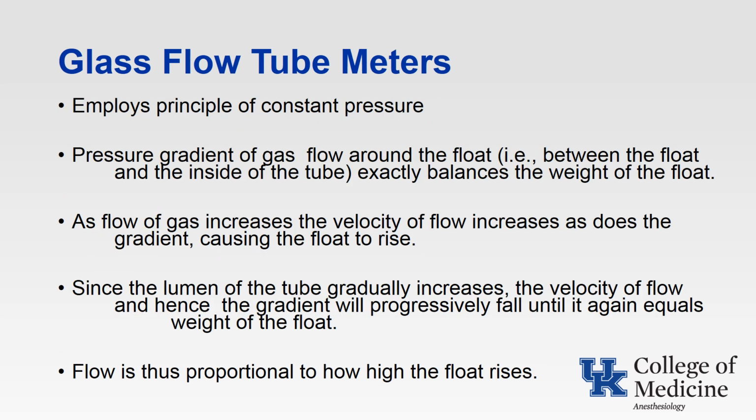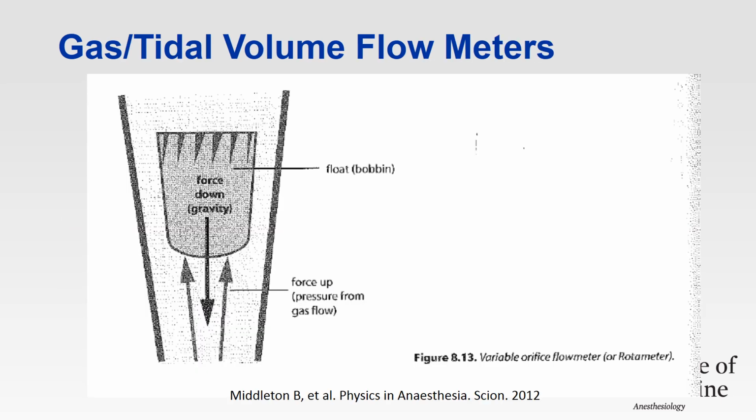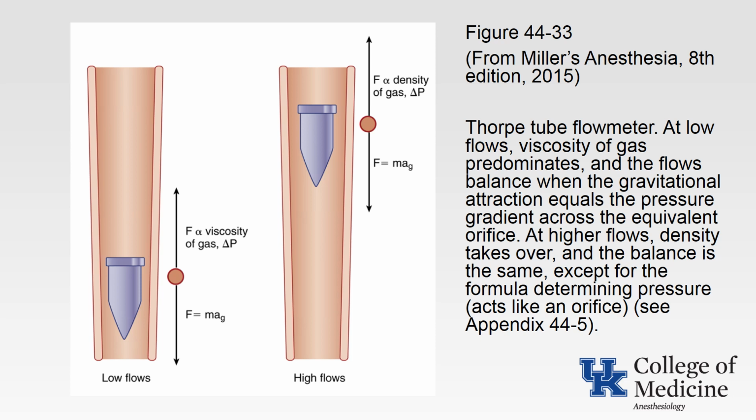It employs the concept of constant pressure. The pressure gradient of gas flowing around the float exactly balances the weight of the float. As the flow in the tube increases, the velocity increases, as does the gradient, which causes the float to rise. Since the lumen of the tube gradually increases, the velocity and hence the gradient will progressively fall until it stabilizes. The flow is then proportional to how high the float rises. These are illustrated in these two diagrams.